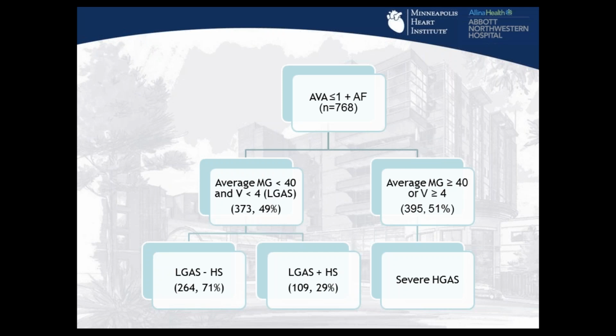Now, out of these, we went back and looked at their echoes. What we found is that almost a third of them had one signal in their echo that exceeded 40 millimeters of mercury, or 4 meters per second of velocity. And 2/3 did not.